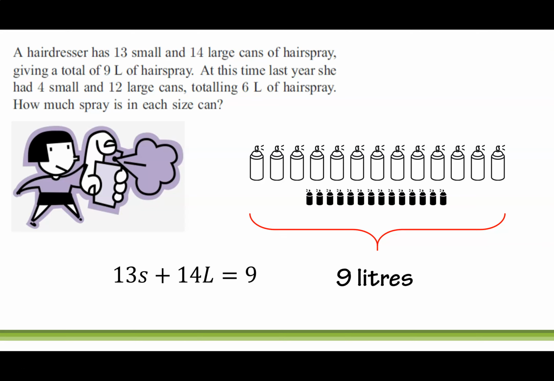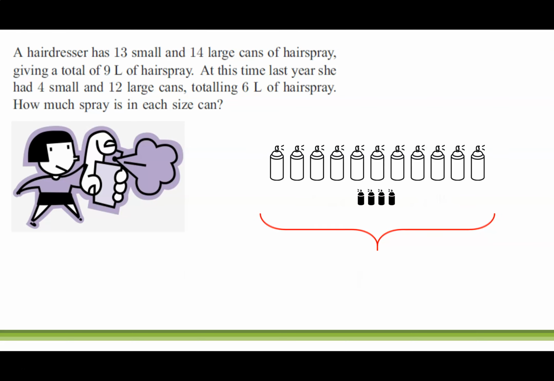So you don't have to. You can call them x and y. That's absolutely fine. But I would suggest that you write down which letter you use to represent which quantity, because it's quite easy to forget when you're solving the problem. If I change the number of cans, I'm going to get 4 smalls and 12 large with 6 liters, and so similarly to the last case, I'll go ahead and turn that into an equation. 4s plus 12L is 6.